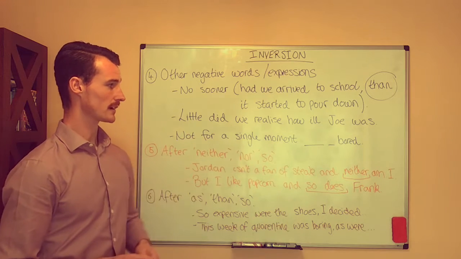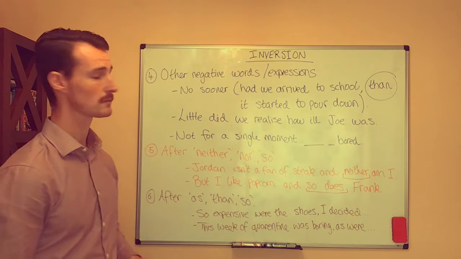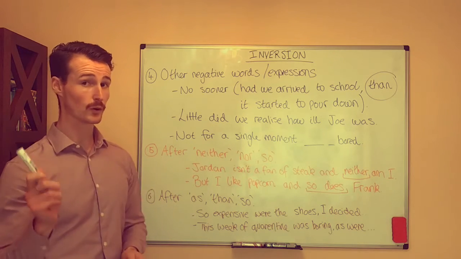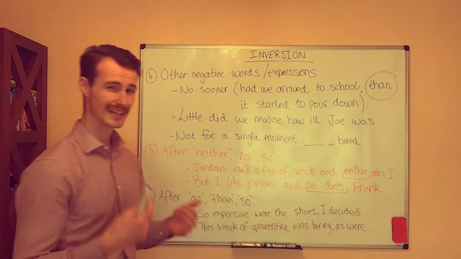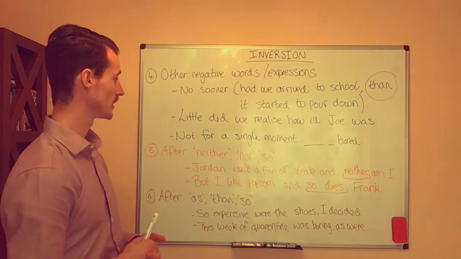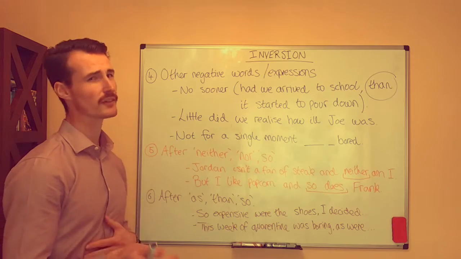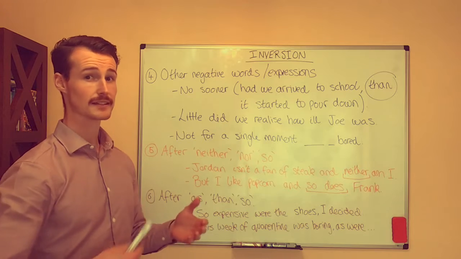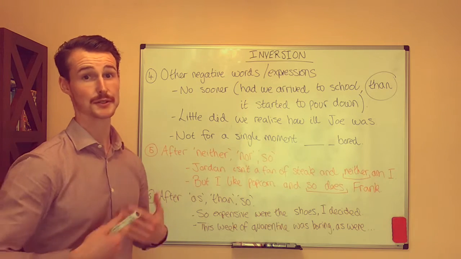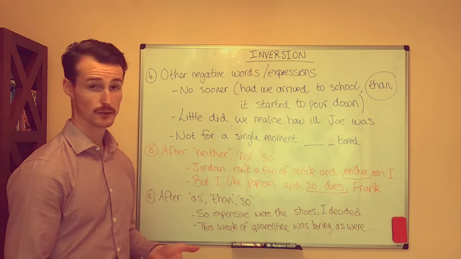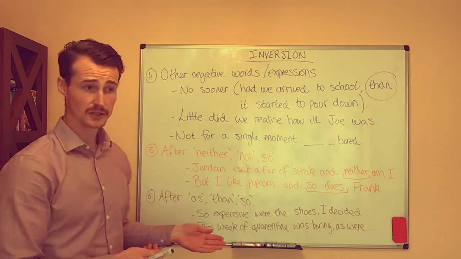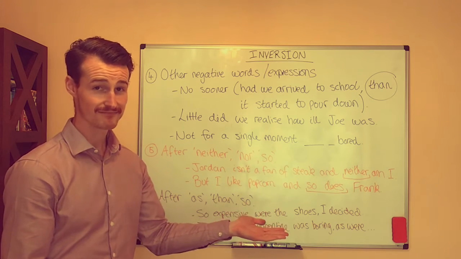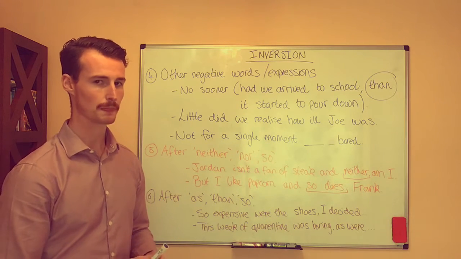Little did we realise how ill Joe was. So we're adding emphasis to the fact that before we didn't know to what extent Joe was ill. So maybe he comes up to you and says, I'm not feeling so well. But you choose to do the activity anyway. And later he's feeling worse, and he starts to throw up. And you could say to your other friend, little did we realise how ill Joe was. He's now vomiting. An extreme case, but you understand.